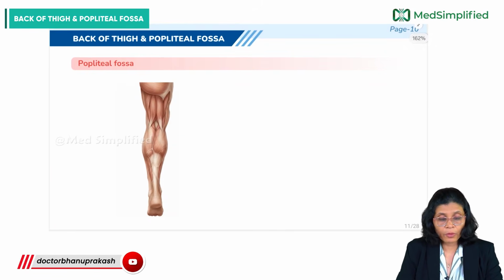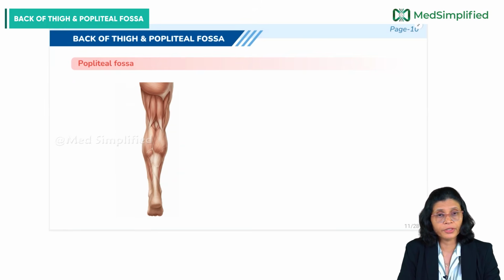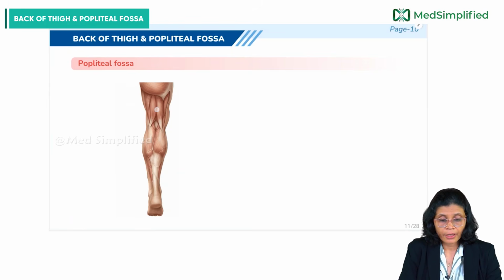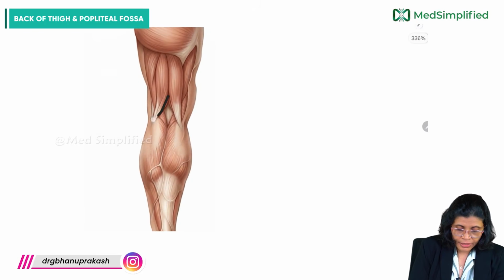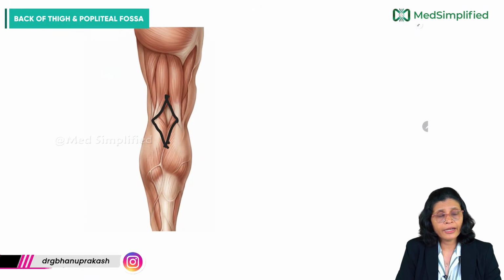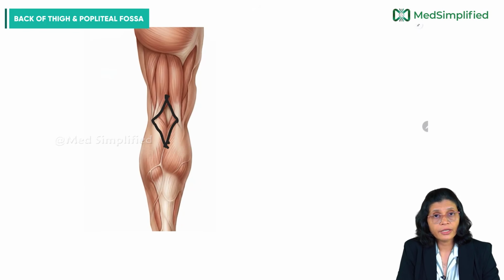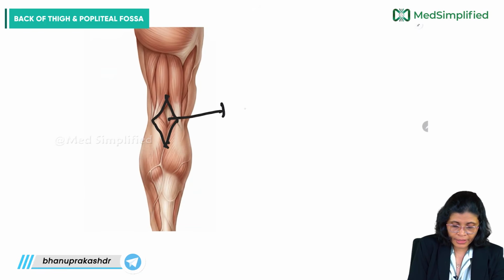So now let's study the popliteal fossa. Now what is the popliteal fossa? It is similar to our cubital fossa, but here it is diamond shaped. It's a diamond shaped hollow which we see on the back of the knee joint. So why is this popliteal fossa important? Many vessels and nerves pass from the thigh to the leg region through this fossa. So that is why we need to understand the anatomy of the popliteal fossa.